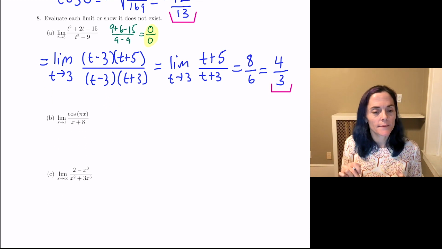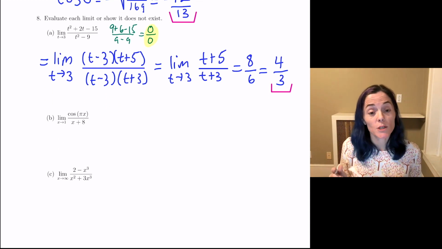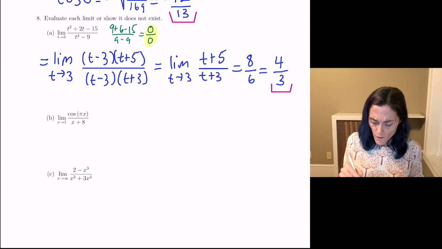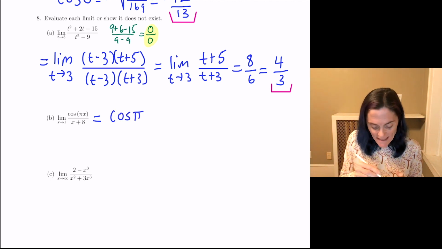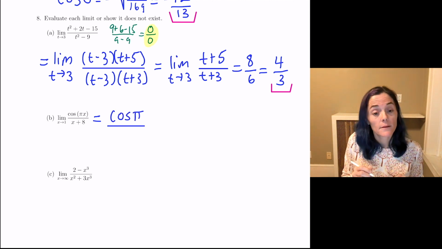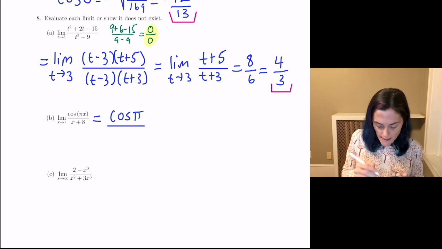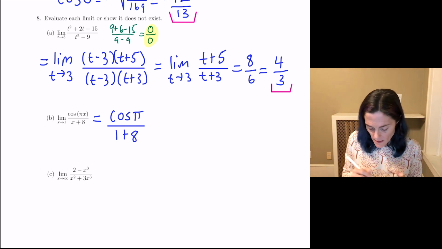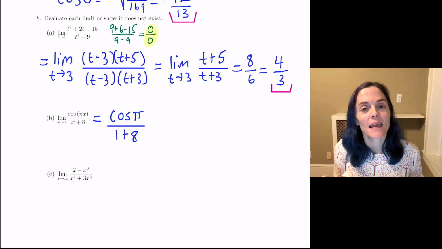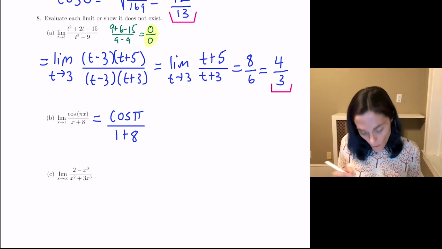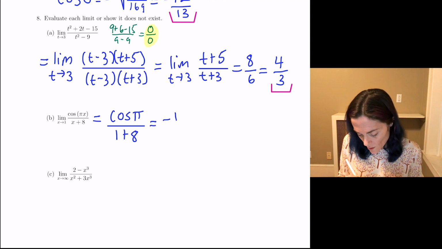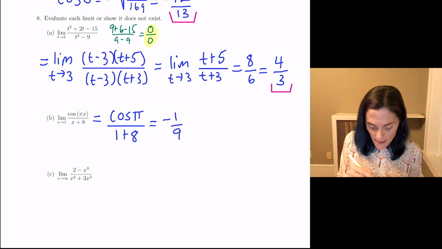Next one. Once again, our strategy, we try to evaluate. Okay, what happens here? Well, we get the cosine of pi divided by 1 plus 8. But you notice I don't have anything indeterminate. The cosine of pi is -1. So I just get -1 over 9. This is my limit.